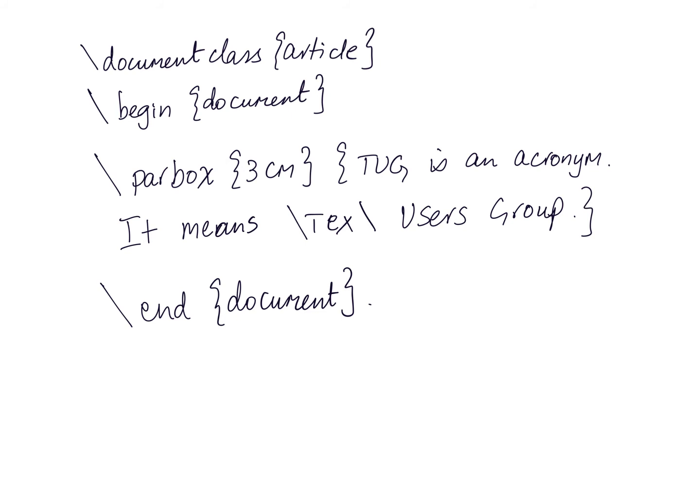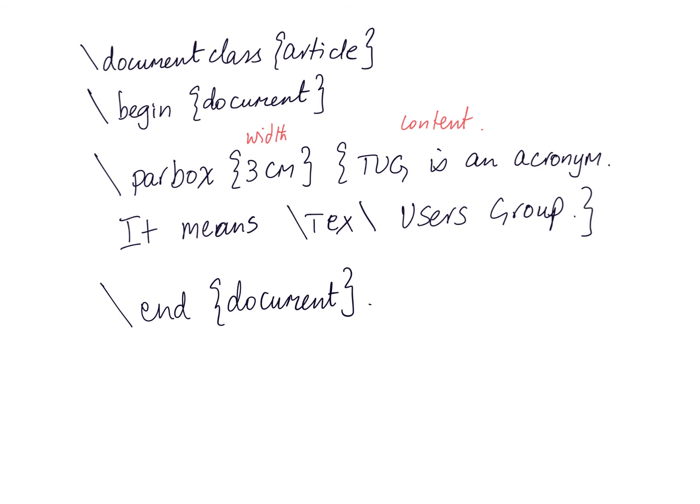So the 3 cm is the width, okay? And the contained text is in the second part of the argument. If you look, there are 2 curly brackets. The first part is the width, and this is the content of the box. Okay, so parbox takes the argument text and formats the output to fit the specified width.